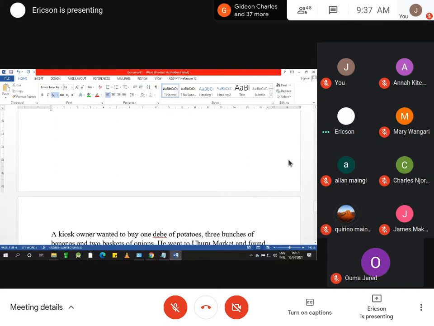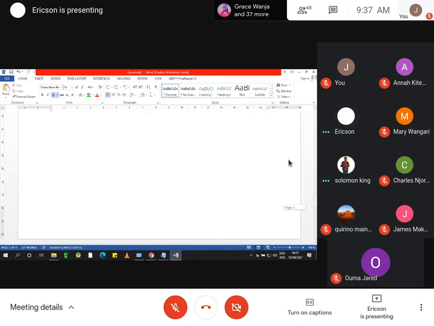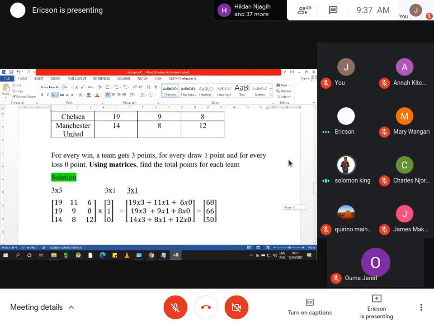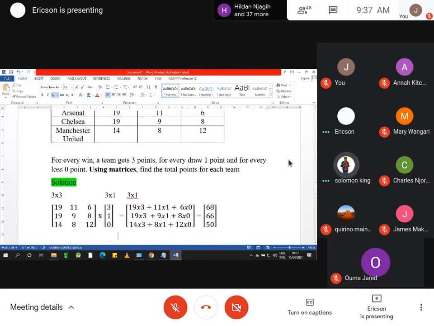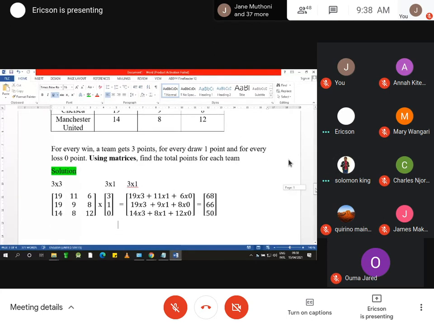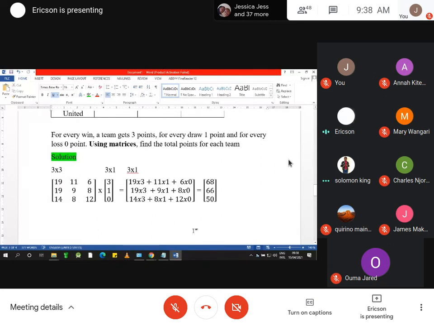Mwalimu, I have a question. Yes. In example 3, according to the matrices that you have formed, you have started with the 3x3 matrix, and now you have done the 3x1. So, no matter how, maybe you have written the solution as the 3x1 times the 3x3. Yes. Basically, let me elaborate it this way.